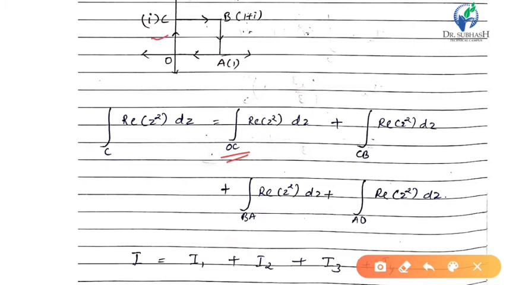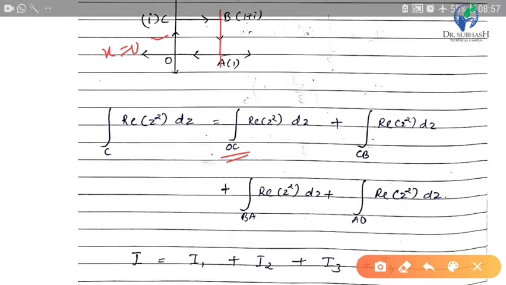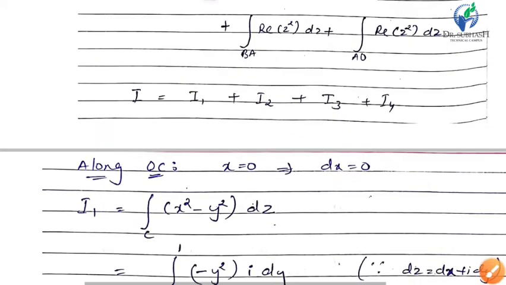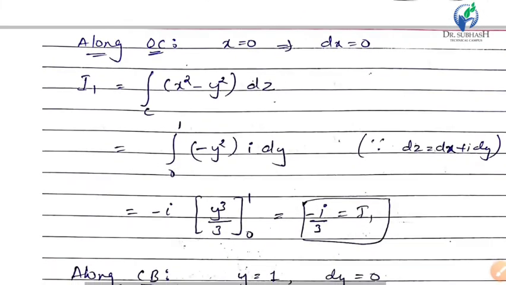This is at the y axis, so here I will be taking x equal to 0. Now for the next path CB, this can be said as y equal to 1. So in path CB I will take y equal to 1. For path BA I will be taking x equal to 1, since this portion can be said as x equal to 1, and path AO is the x axis, so I will be taking y equal to 0.